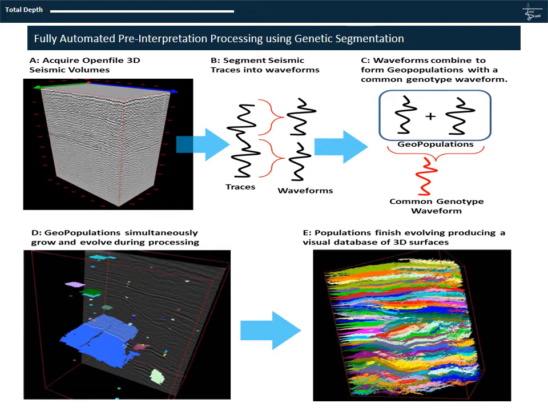And here in this lower panel in highlighted D, we can see that this is kind of like a snapshot in time. Some of these populations evolve very quickly because there's a high degree of genetic similarity. Some of them evolve very slowly. Some of them won't evolve into significant populations at all. But at the end of the process, we're left with geopopulations that more or less describe virtually every peak and trough surface in the volume.